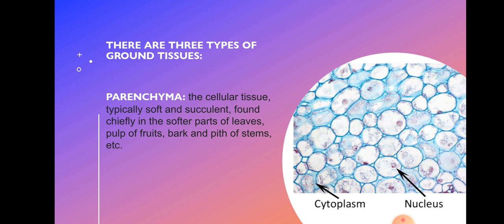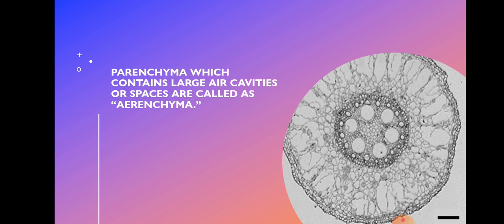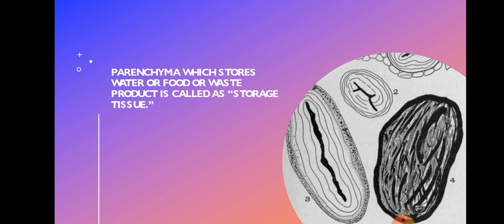Okay, that is parenchyma. The parenchyma which contains chloroplast is called chlorenchyma. The parenchyma which contains large air spaces or air cavities is called aerenchyma. The parenchyma which stores water or food or waste products is called storage tissue. That's it. This is about parenchyma.